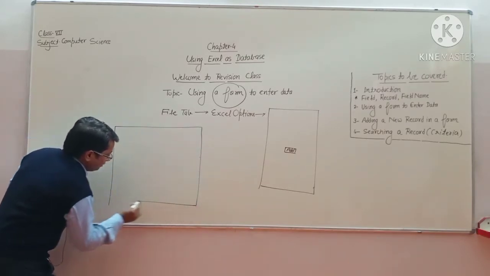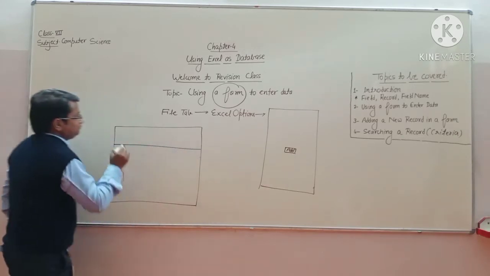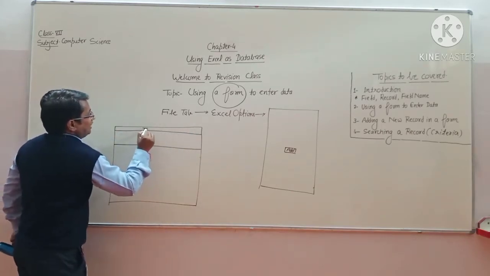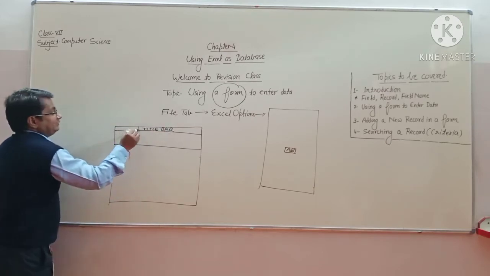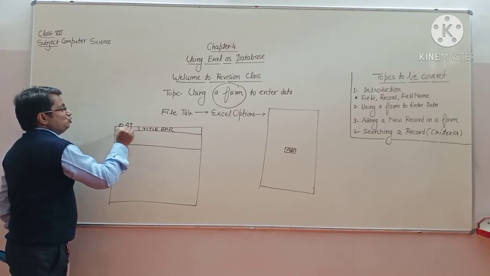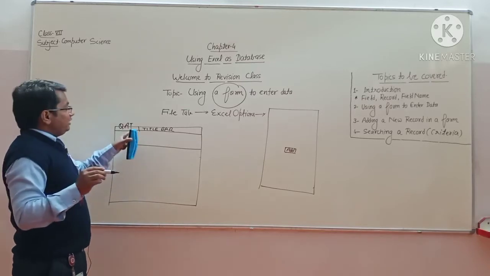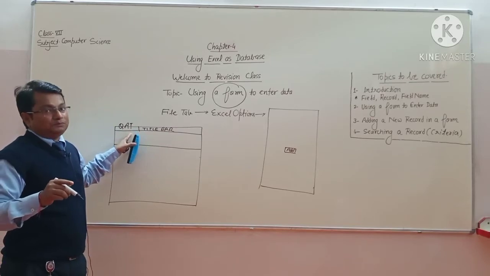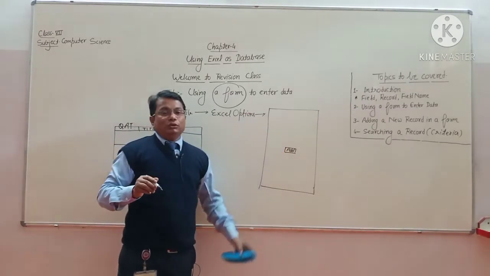Suppose this is your MS Excel window. In that window, this is your ribbon, and this part is known as your title bar. On the left-hand side, the quick access toolbar is there. Now, once you add the form option, that option will appear on the quick access toolbar. Clear? Now, come to this window.